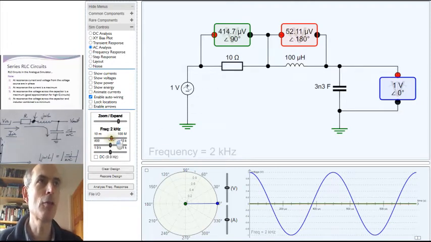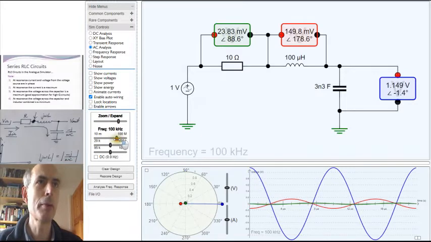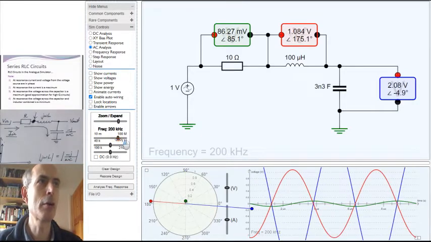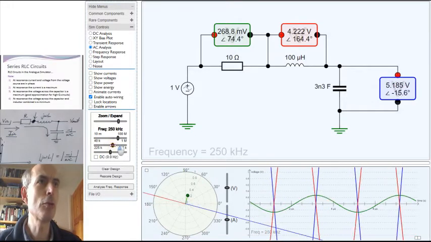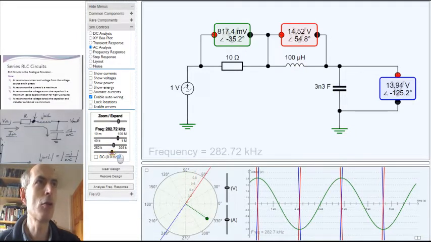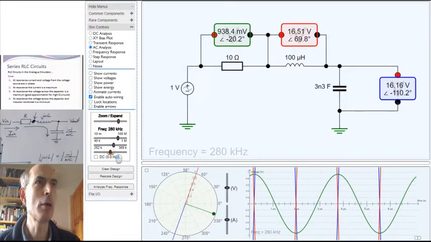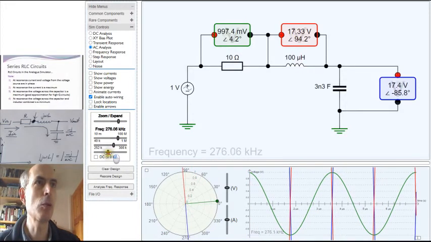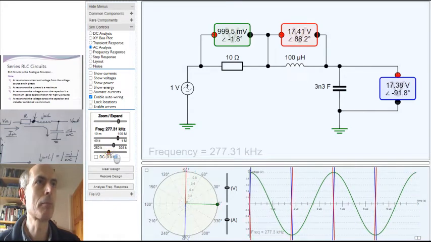So let's change the frequency. And we'll go up. And you'll see that as we get to higher frequencies, the voltage across the capacitor and the voltage across the inductor are both increasing. And if we get too close to the resonant frequency, which is round about there, we're getting quite large voltages across the capacitance and the inductance. They're not quite equal. If we were exactly at resonance, they would be equal. So it's very close to there.